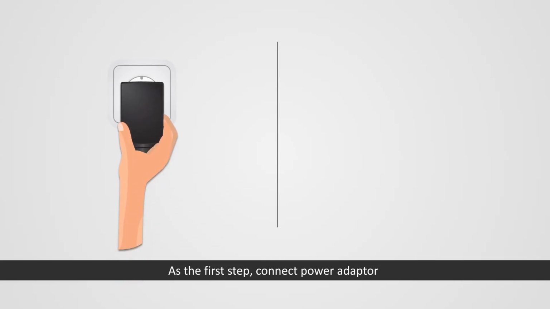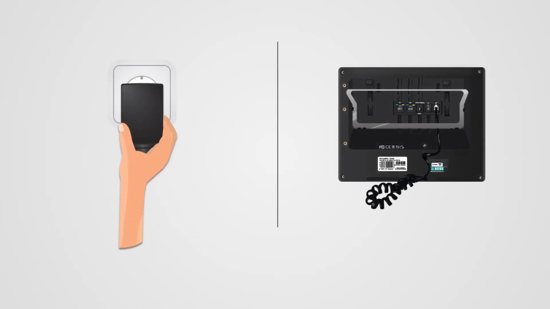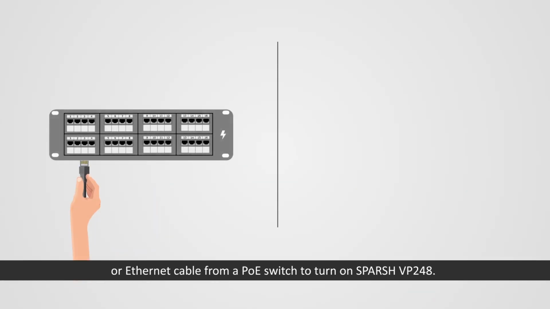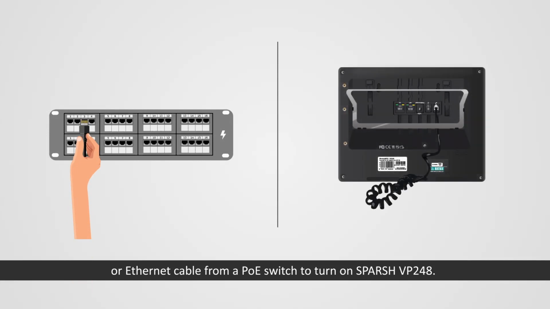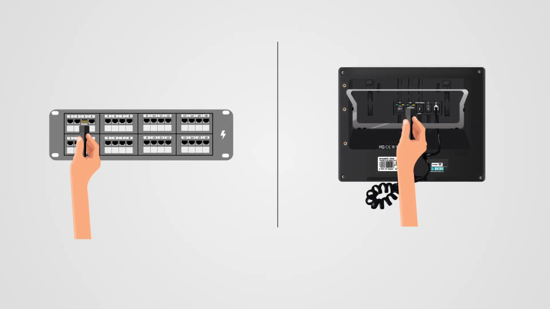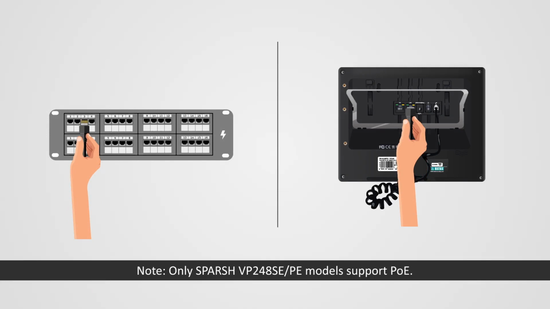As the first step, connect power adapter or Ethernet cable from a PoE switch to turn on SPARSH VP248. Note, only SPARSH VP248 SE or PE models support PoE.